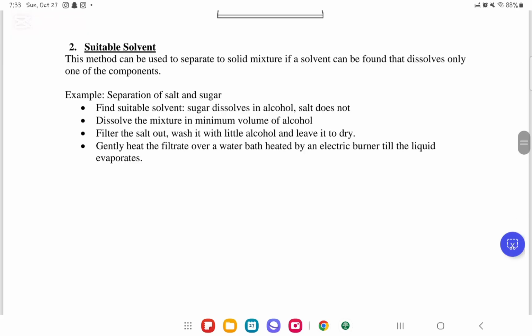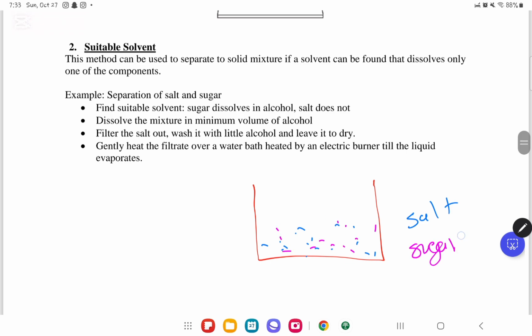Let's say, for example, we have a cup, a very famous example. We have salt, which we will put in blue, a bunch of salt, and in pink we're going to have sugar. How do we separate the salt and sugar? We cannot taste because they're all mixed up together. They look the same, so it's going to be very hard to separate, and they're very small grains. So what are we going to use? We're going to use something called a suitable solvent. Why? Because salt and sugar both dissolve in water, but sugar, on the other hand, dissolves in alcohol, whereas salt does not.